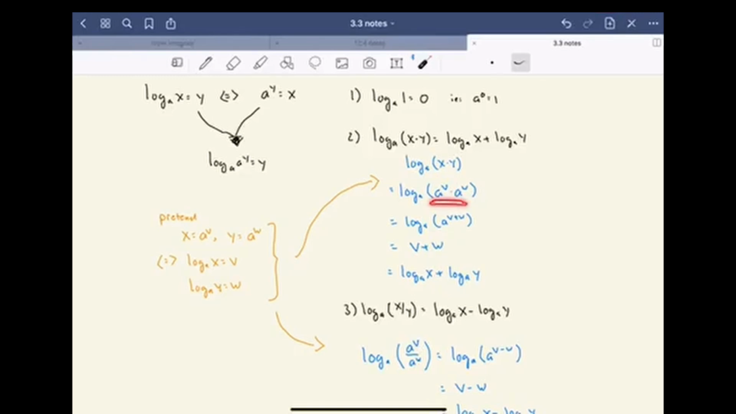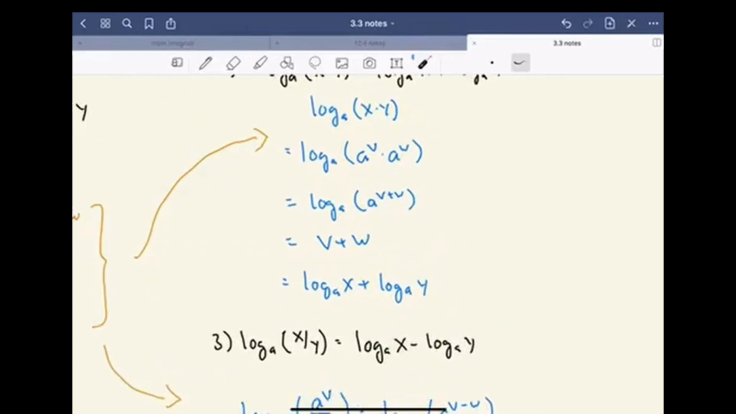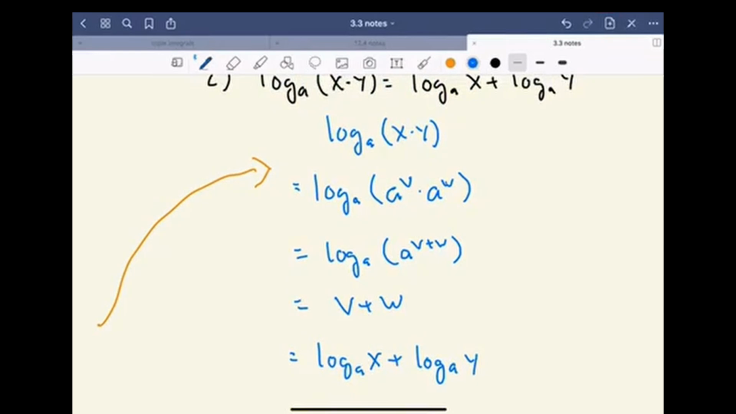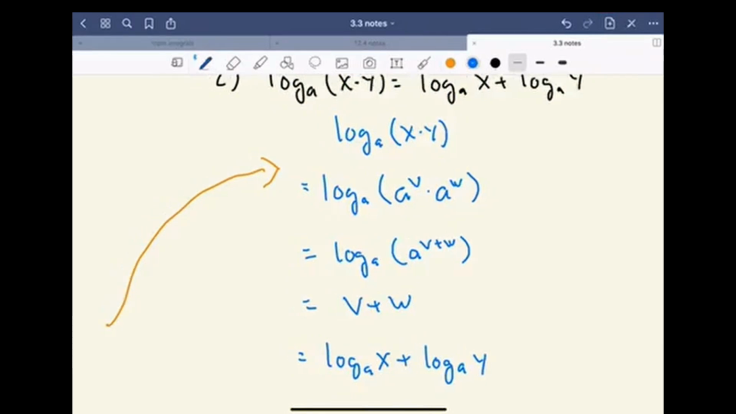Now, remembering the exponent rules, the exponents add. So we're going to have v plus w. Let me zoom in. That's v plus w. My w is admittedly bad here. Let me make my w's a little better. There we go.